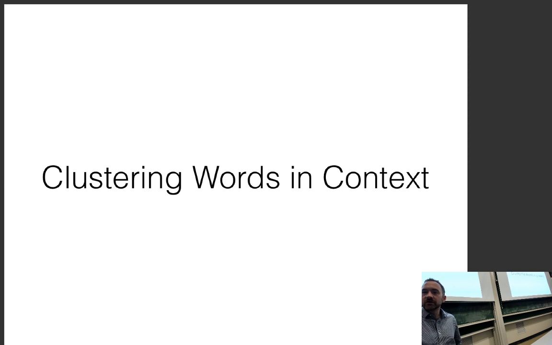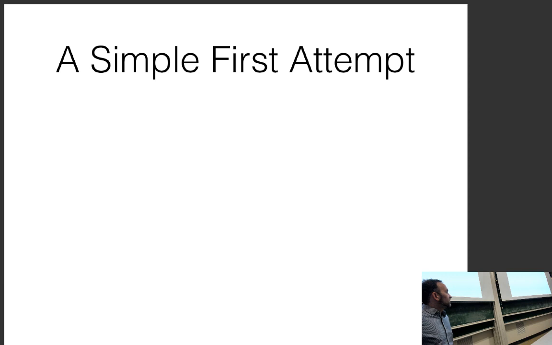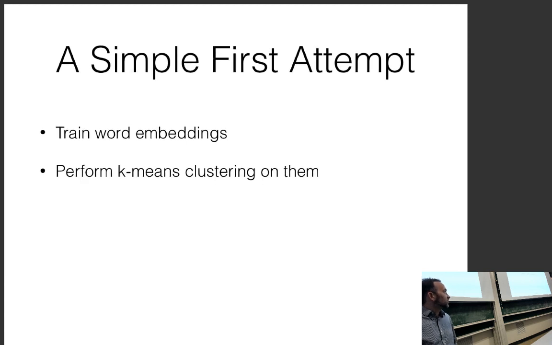So the first one I'm going to talk about is clustering words in context. So basically what this is doing is taking words, considering the context in which they occur, and coming up with salient clusters that we hear about. So a very simple first attempt is what we can do is we can train word embeddings and perform k-means clustering or any sort of other clustering algorithm on these word embeddings.